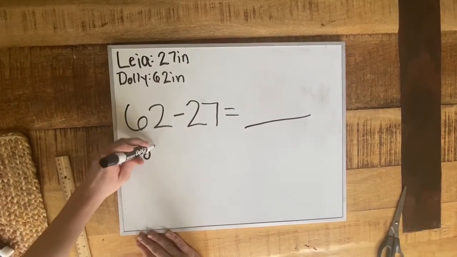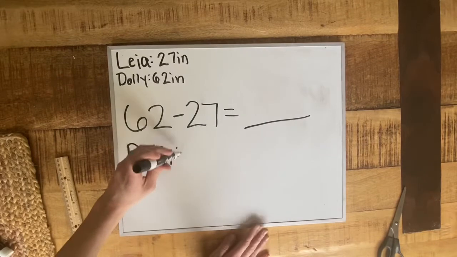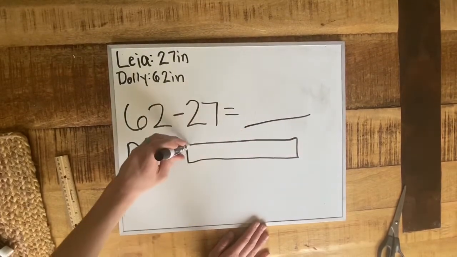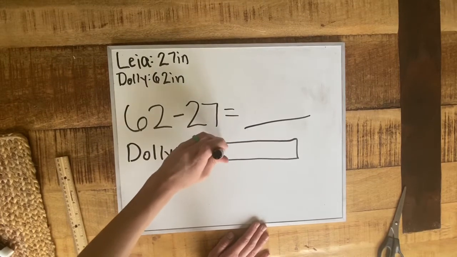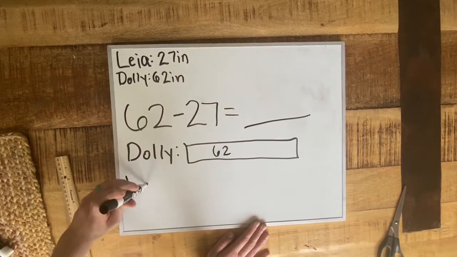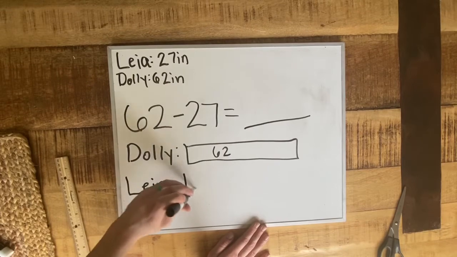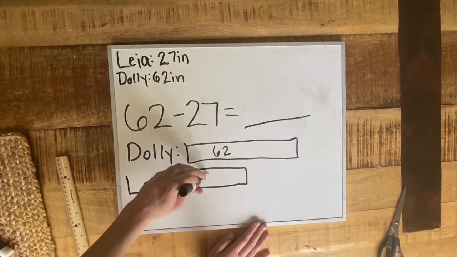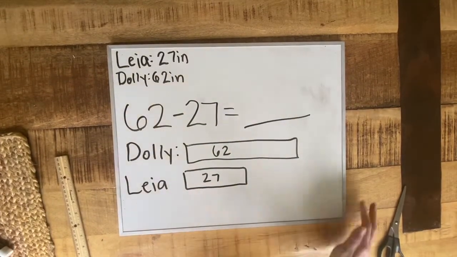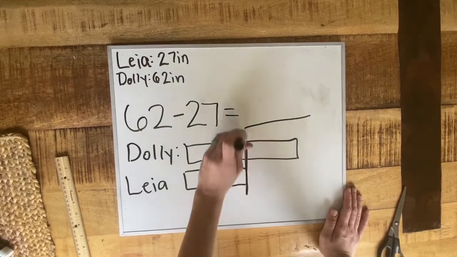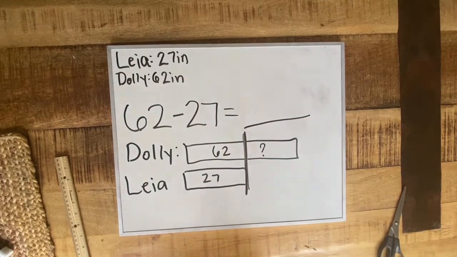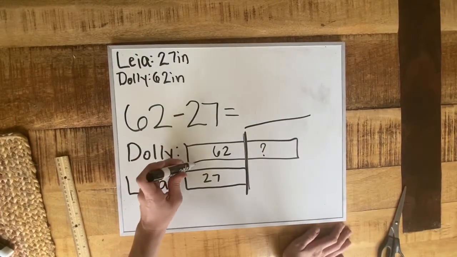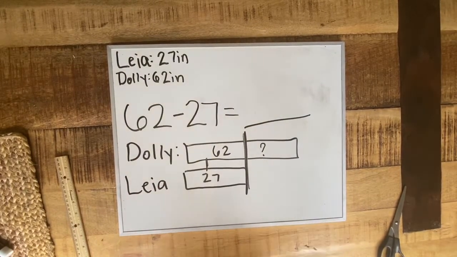In class, we solved problems like this. So Dolly has a big box, and we don't know, and it's 62 inches. Leia, her box is smaller because she's smaller. It's 27. Now up to this point, they're the same. We don't know how much longer Dolly is. So they both have the 27 here. And that's why we're taking it away.